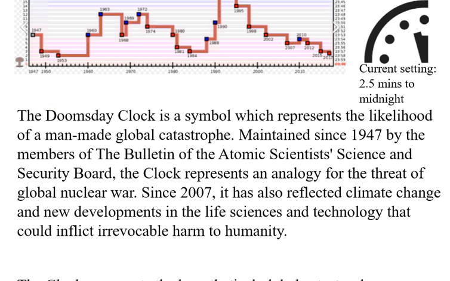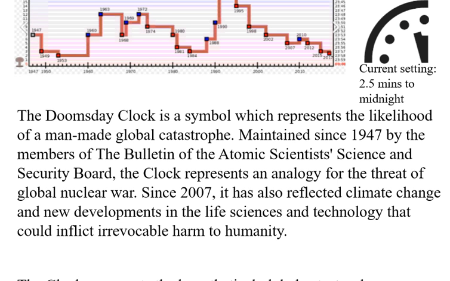It's not going to be like a heartwarming topic. Maintained since 1947 by the members of the Bulletin of the Atomic Scientists Science and Security Board, the clock represents an analogy for the threat of global nuclear war. Why did they choose 1947 to start? Well, because World War II had ended in 1945 with the bombings at Hiroshima and Nagasaki. So they invented the clock to kind of track how careful we need to be as a human species.